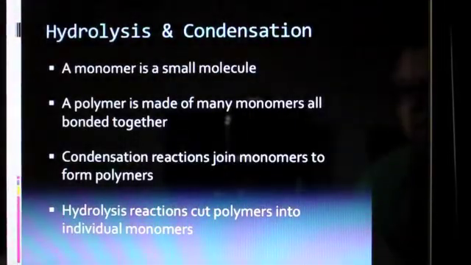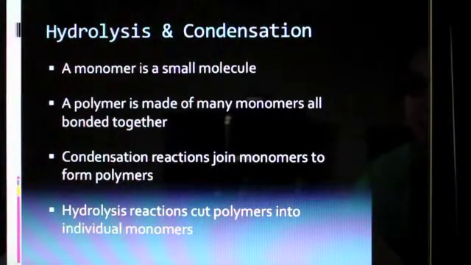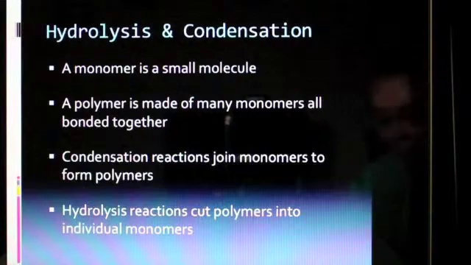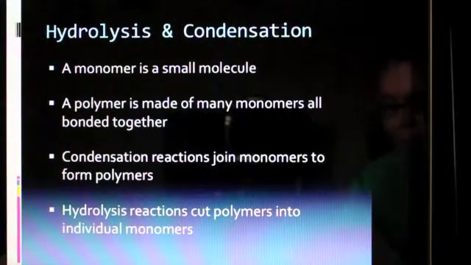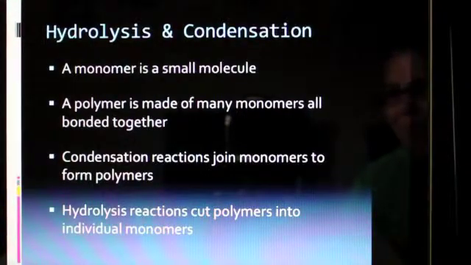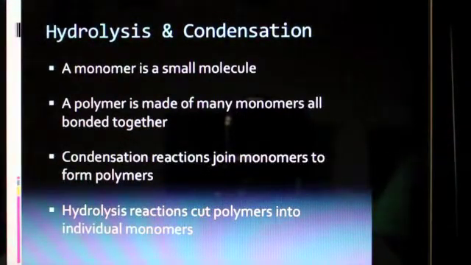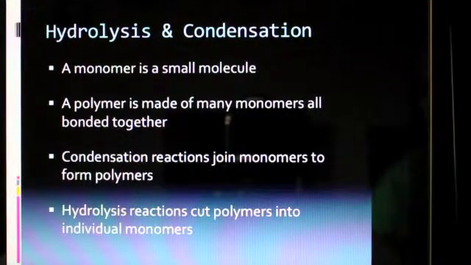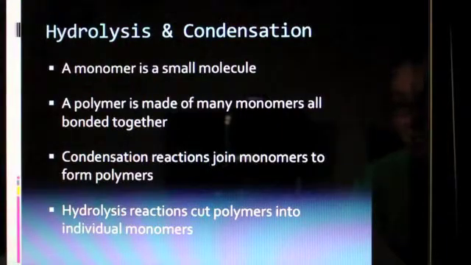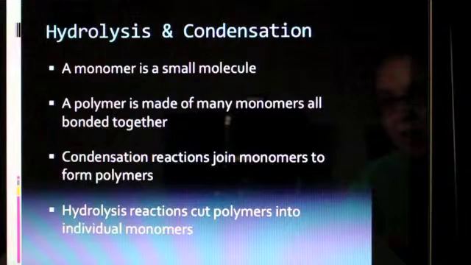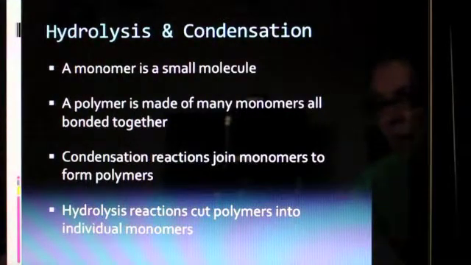Now this is kind of important. A monomer is a small molecule. Your body is a big complicated thing. In order to make your body, it has taken monomers and made them into polymers, which are many monomers all bonded together. So this is like you start out with a bag of Legos and you make it into something that's useful. Condensation reactions are the reactions that join monomers together to form polymers.